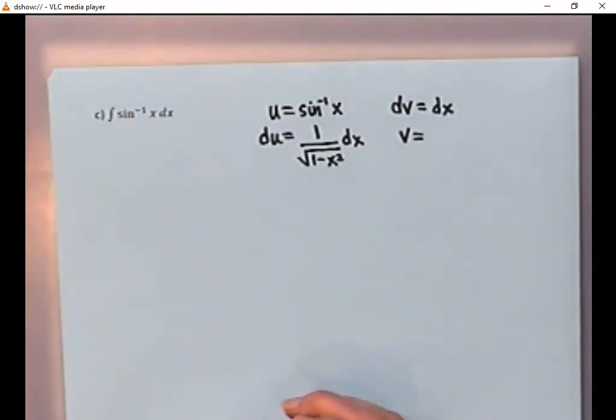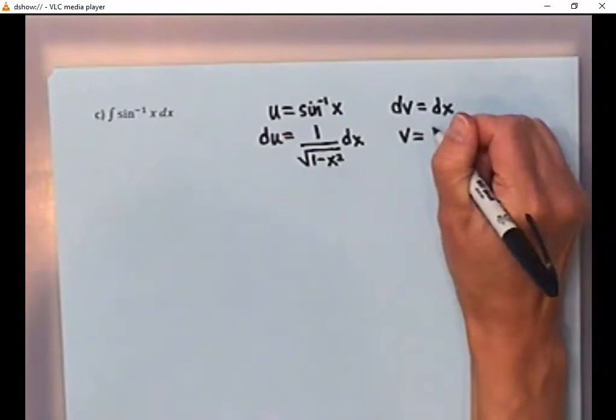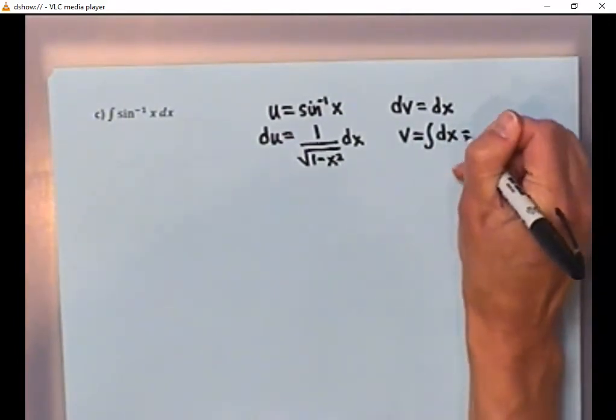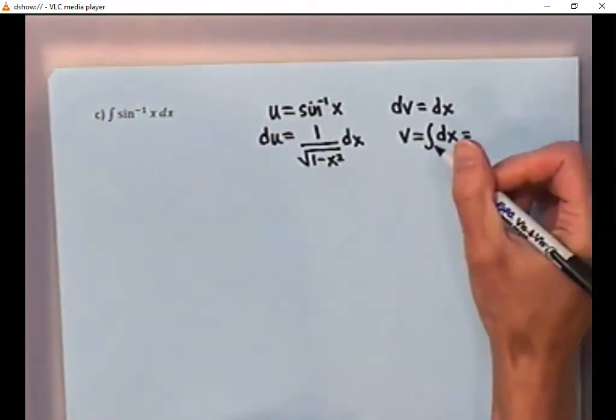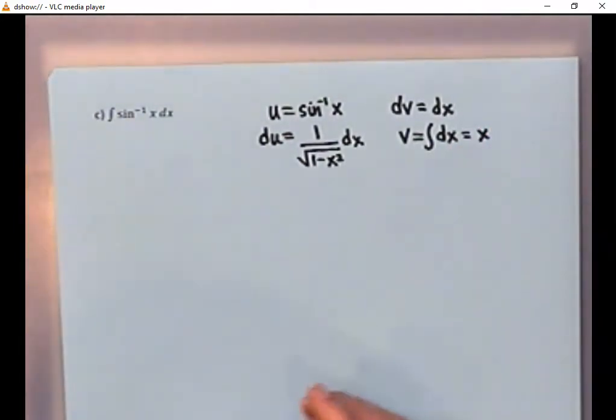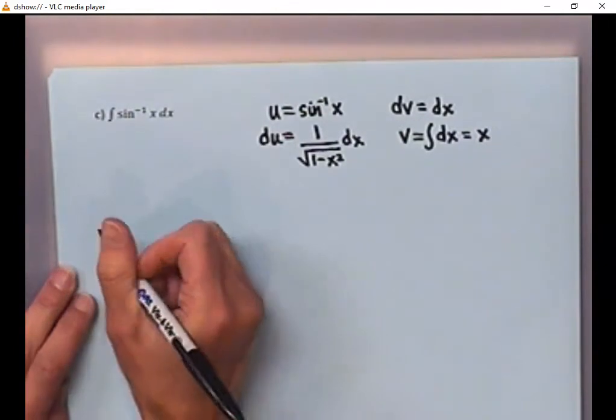Okay, the v is going to be where you integrate just a dx, right? What's the integral of dx? X, because it's really like a 1, right? The integral of 1 is x. Good. Okay, so let's set this up.